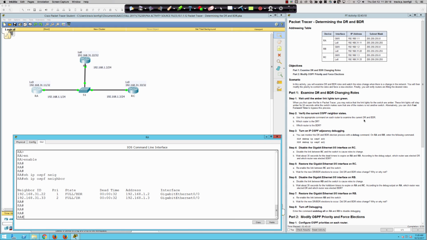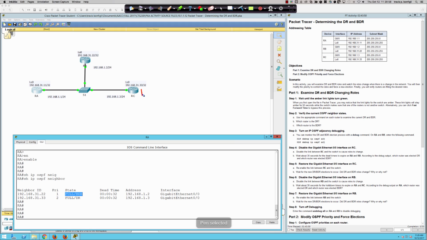So the appropriate command to examine the current DR and BDR is show IP OSPF neighbor. Which router is the DR? Well, we can see here because that is showing me the state of the neighbor, right? This is neighbor information here, okay? And so router 3 with a priority of 2 has been elected as the DR. So router 3 is the designated router. Which router is the BDR? Again, we can see here we are fully adjacent to the BDR, and this is also important.